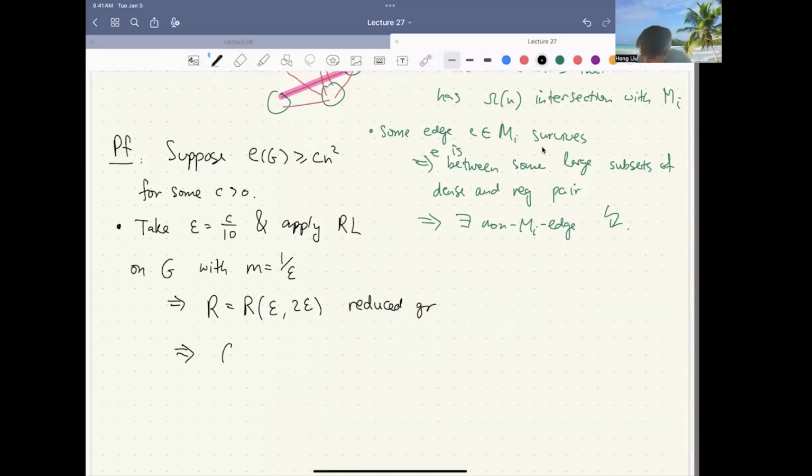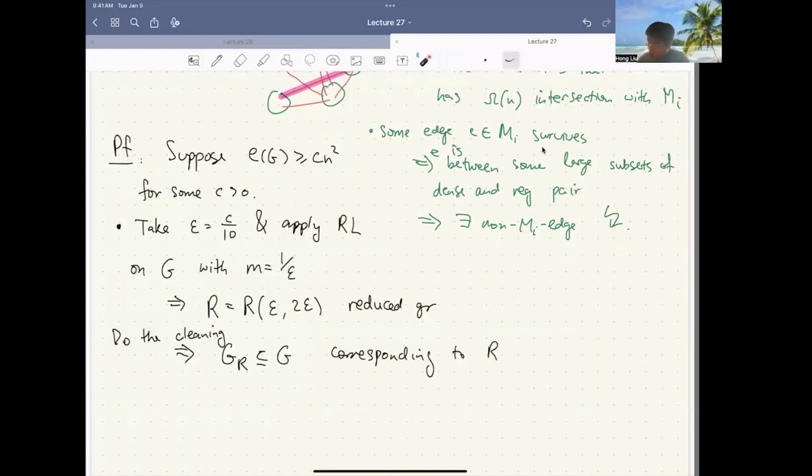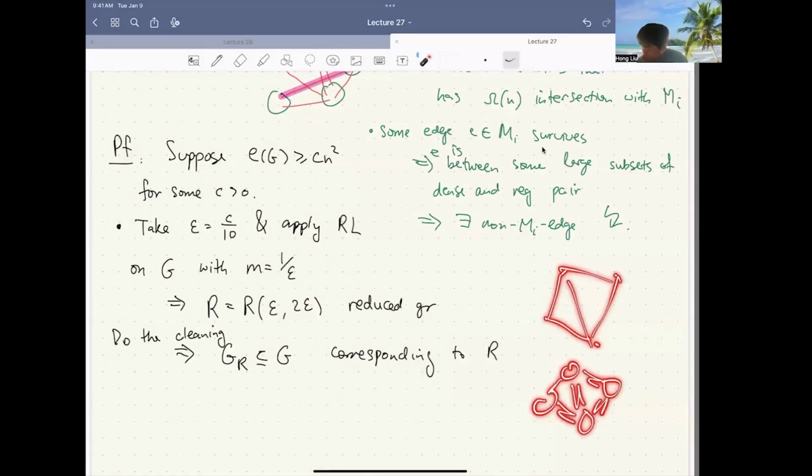Then this also gives us this subgraph G_R of G corresponding to R. We do the cleaning to get this G_R corresponding to the reduced R. What's the property of this graph? Well, recall, if this is, say, our reduced graph R, you just look at the corresponding clusters and only keep edges between the corresponding clusters. You delete all edges inside the cluster.